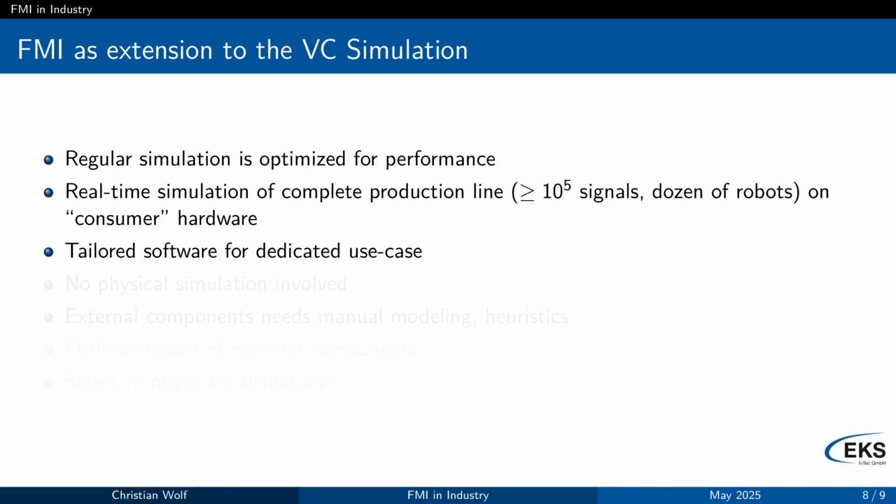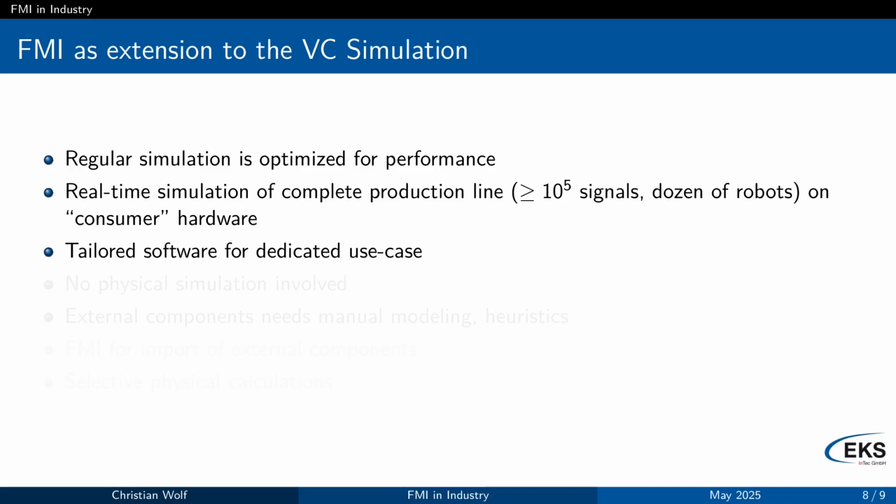And now FMI comes into play, because we have at the moment virtual commissioning simulations that are very optimized. That means we have a real-time simulation of a production line which can be run on consumer hardware, more or less. Okay, it's business consumer, but it's consumer, so a normal laptop is sufficient to run a complete production plant. This is only possible because our software is so tailored down for this use case.